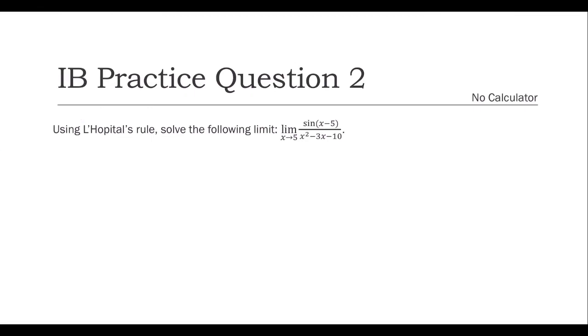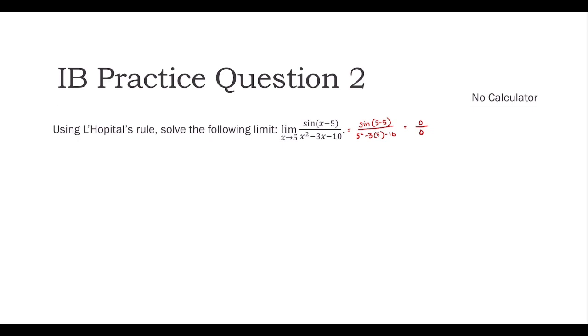Now we have our second IB practice question, which says, using L'Hopital's rule, solve the following limit. The limit as x approaches 5 of sine of x minus 5 over x squared minus 3x minus 10. So this will equal the sine of 5 minus 5 over 5 squared minus 3 times 5 minus 10. So this equals the sine of 0, which is 0, over 25 minus 15 minus 10, which is 0.